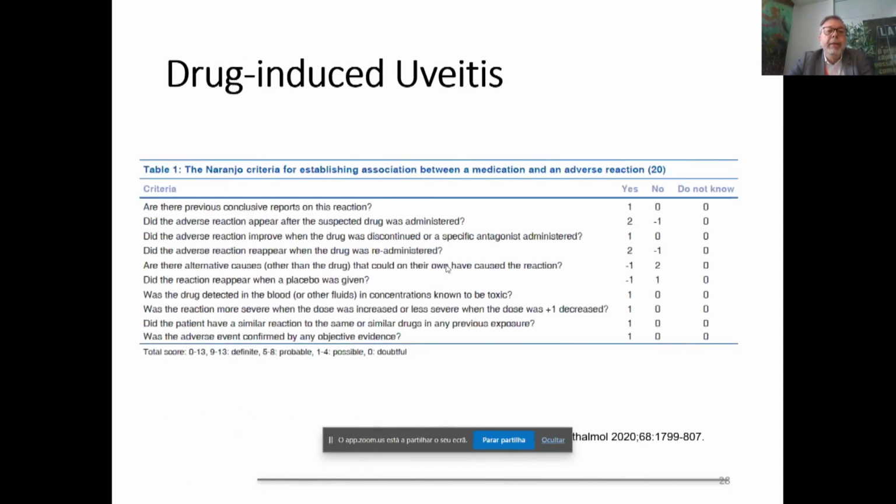So this is a way of finding an association between the use of a drug and the uveitis, and this Naranjo criteria will help you define if that association is definite, probable, possible, or doubtful. So these are 13 points there, and you can use that to try to establish how likely it is that the association exists.